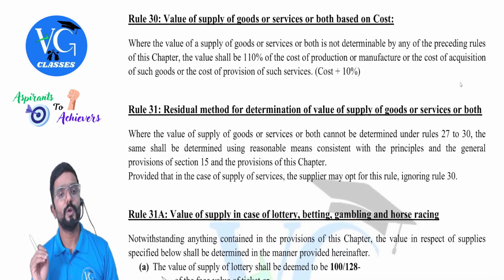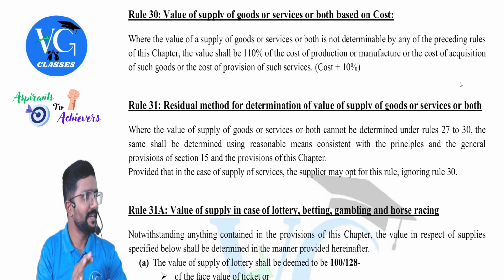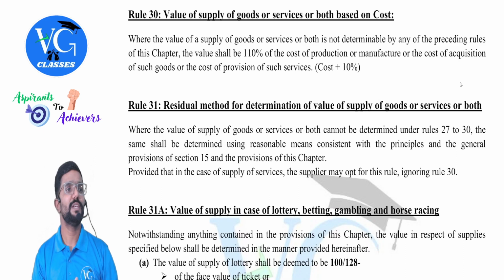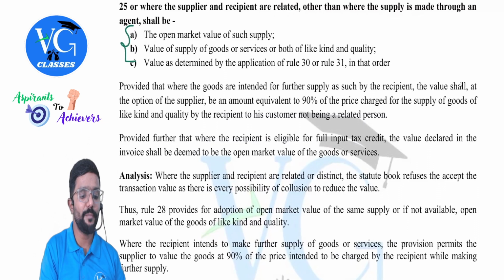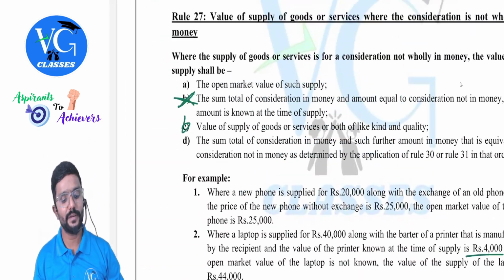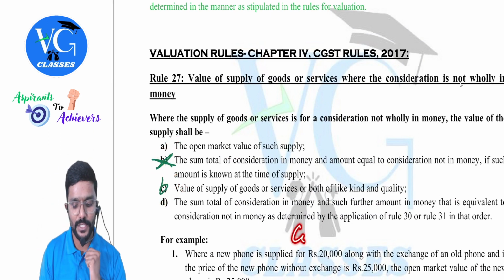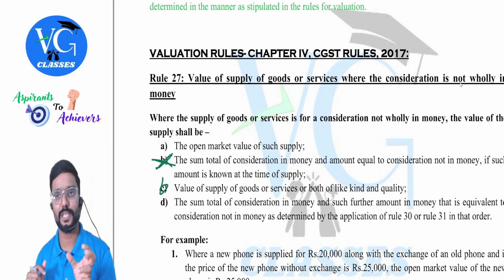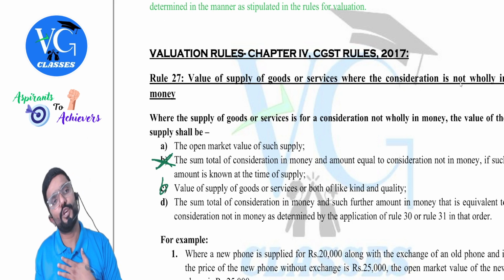Yes. Now coming to rule 30. Sir, in all the rules, the last option was what? 30. If not 30, 31. What is rule 30? Guys, it is a very simple rule. If you cannot determine the value as per A, or as per A and B, even A, B, C is not possible, then what are they telling? You just take cost plus 10%. Whatever is the cost of the product, just add 10% to it. Means take your cost, add 10% as your profit.